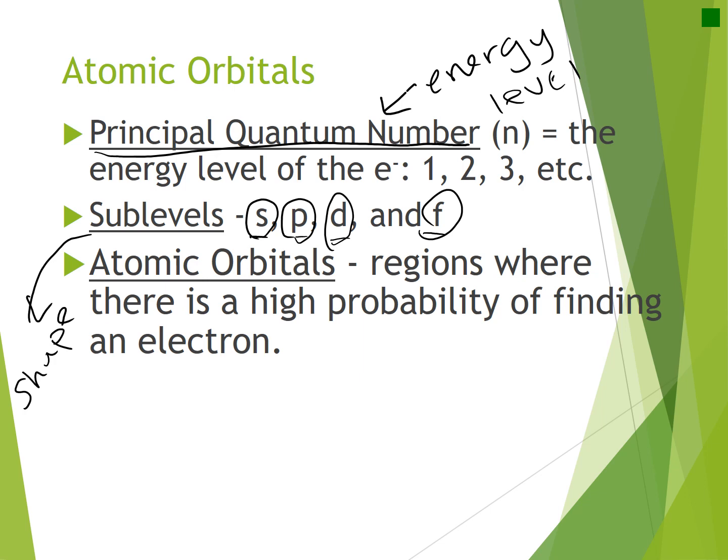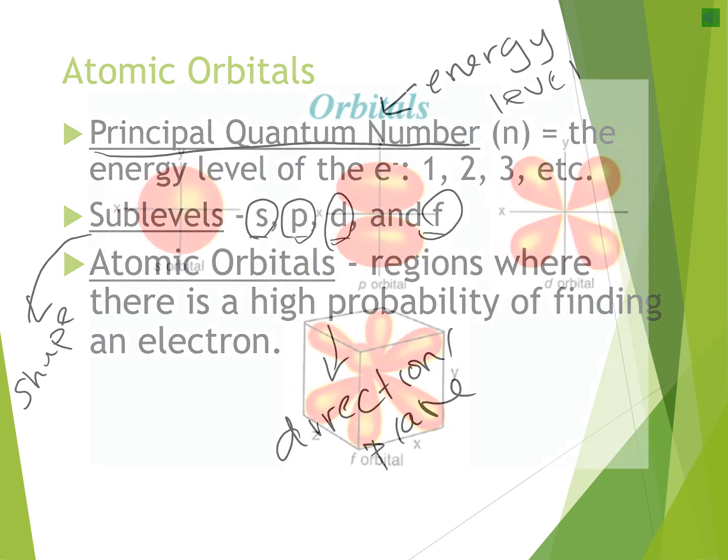And then atomic orbitals is the region where there's a high probability of finding the electron. But what I always think of it as is the direction or the plane that your sublevel or shape is found on. So let's do an example so this becomes a little bit clearer.